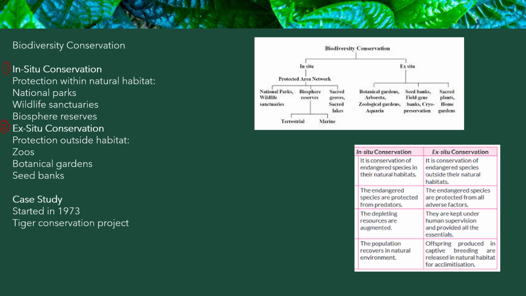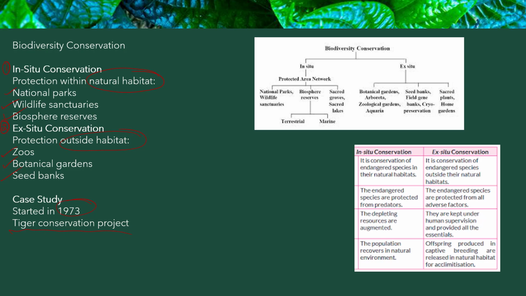So in situ conservation, it is when we are protecting within the natural habitat, like national parks, wildlife sanctuaries, and biosphere reserves. In ex situ, we protect outside the habitat, that is zoos, botanical gardens, seed banks. Now, one case study that you can refer to for this topic is Tiger Conservation Project, which was started in 1973.